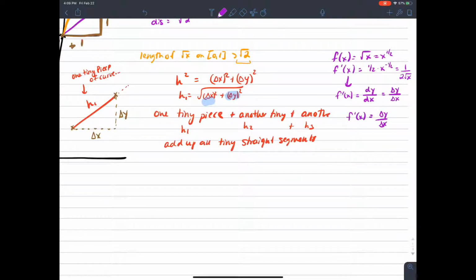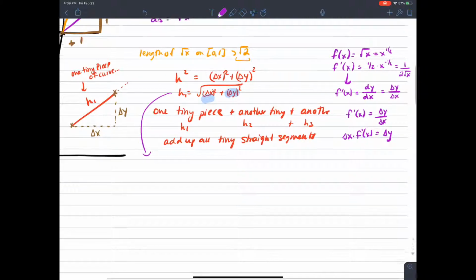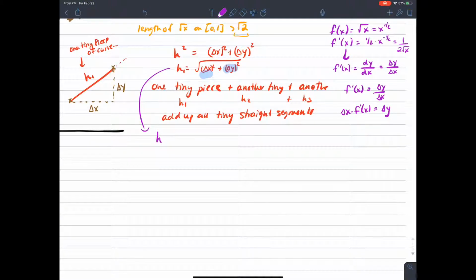So with that, I can solve for delta y, just algebraically multiplying both sides by delta x. That is another way of writing delta y. So I'm going to rewrite it all in the same variable. The hypotenuse would equal the square root of delta x squared, but instead of delta y, I'm going to write delta x f prime of x, and I'm going to square that, because that's the same thing as delta y, so delta y squared. And then we have our square root.